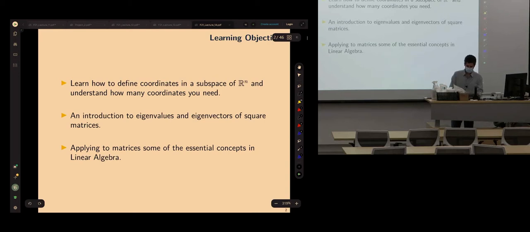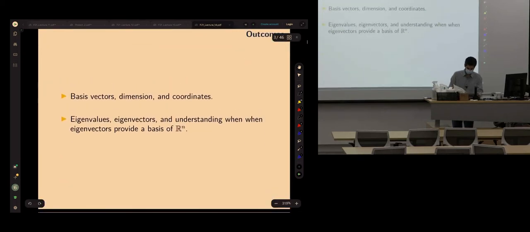But in Rob 101, we talk about the math. So today we are covering basis vectors. What does it mean to talk about the dimension of a vector space? And then what it means to say coordinates. And then a brief introduction to eigenvalues and eigenvectors.